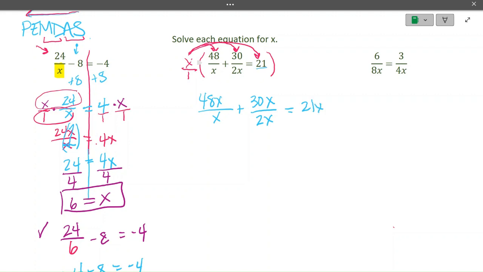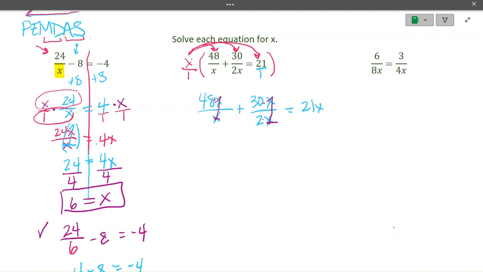And then what's secretly under this 21 is 1. So 1 times 1 is 1. We don't typically write ones underneath our whole numbers, so I'm just going to leave that as 21x. Now, what you're going to notice is that I have x divided by x here. Well, that becomes a 1. So I now have 48 times 1. I have x divided by x once again, which is 1, and then just 21x.